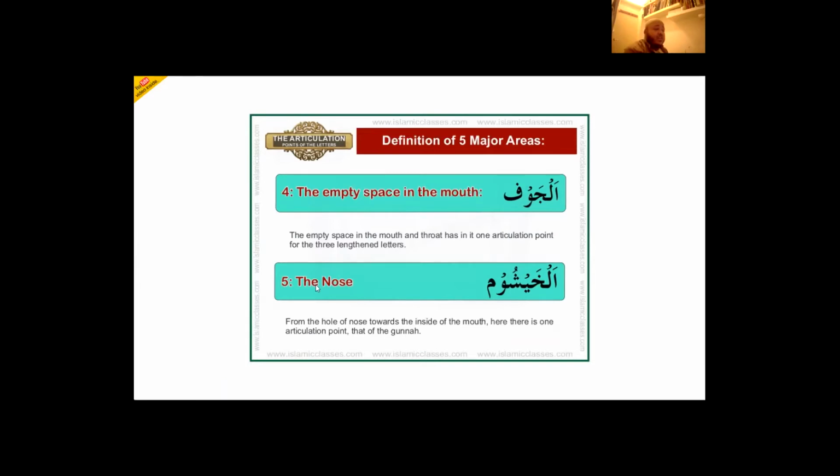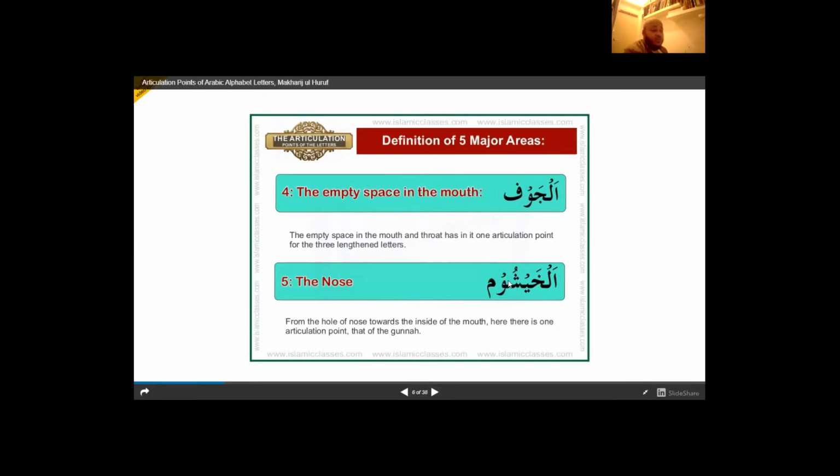Okay? And finally, the nose, al-khayshum. This is towards the inside of the mouth. Here there is 1 articulation point, and that is known as the ghunna. We're not focusing on that at the moment, because the ghunna is mainly for reciting tajweed, mainly for the Quran. But if we get time, inshallah, we may dive into it a little, depending on our time. For now, the nose is not a primary concern for us.